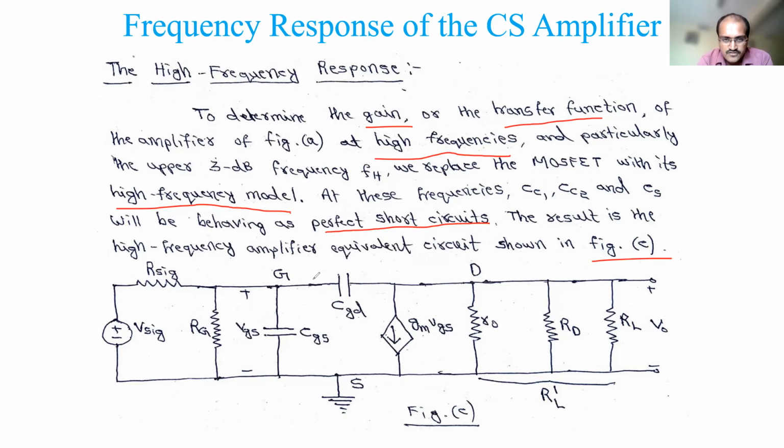Here the MOSFET is shown, with its high frequency model. You have the VGS, and there is a gate to source capacitance we have seen, and a gate to drain capacitance. And gm VGS was there earlier also in the hybrid pi model, and R0 is there. Along with this, in the common source amplifier circuit, you have the input resistance RG at the gate terminal, and there is R signal and V signal. That also I have shown.